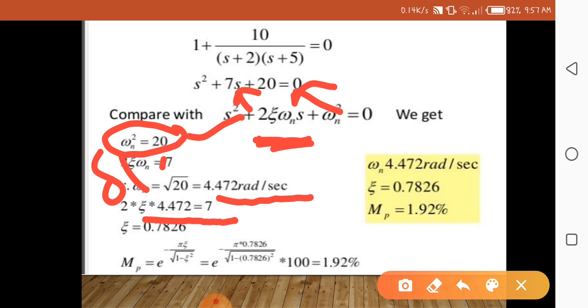Now for maximum overshoot, we know that maximum overshoot is equal to e raised to the power minus zeta pi upon root 1 minus zeta square. So put the value of zeta in this equation. We find the maximum overshoot is approximately 1.92%.